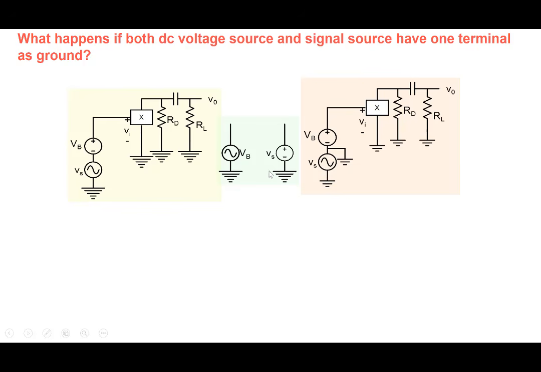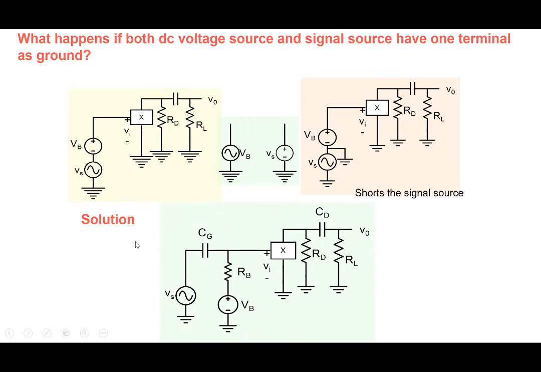Many times we encounter situations like this, and therefore connecting them in series is not possible in this simple manner. If we connect VB on top of Vs like this, then because one terminal is always connected to ground, the signal gets shorted, right? So if we just put VB on top of Vs here, the signal will get shorted. So we can't do that. We need an alternative arrangement, and one solution to this is the following.